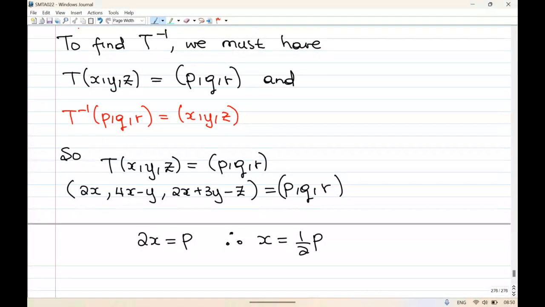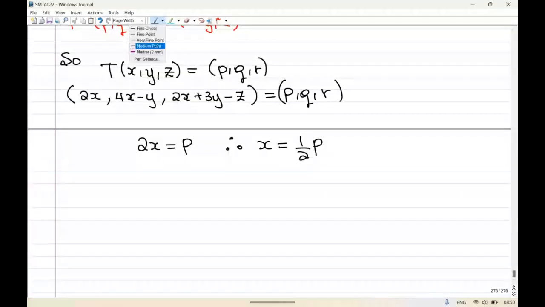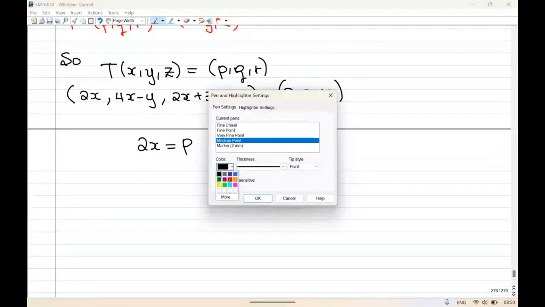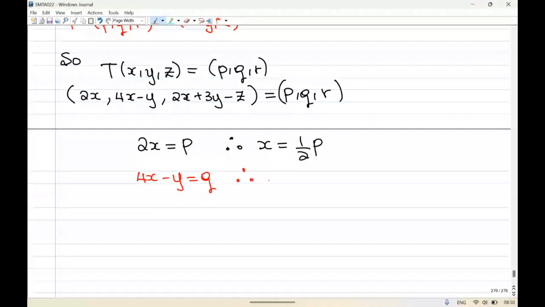Yes, sir. Colleagues, then the second element will be equated to the second element on the left hand side. I have 4x minus y will be equal to this q. Then what is y? Who can tell? What is y?